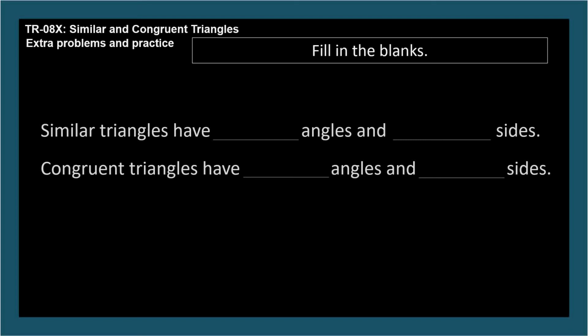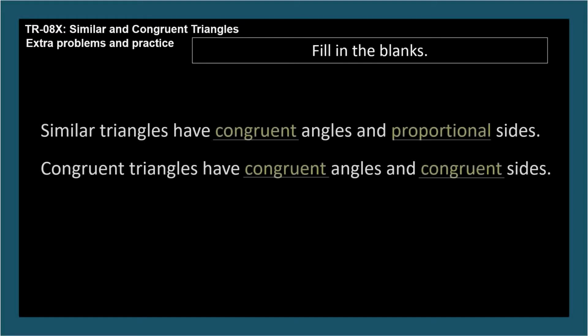Similar triangles have blank angles and blank sides. Congruent triangles have blank angles and blank sides. And the answer we're looking for is not 3. Similar triangles have congruent angles and proportional sides.